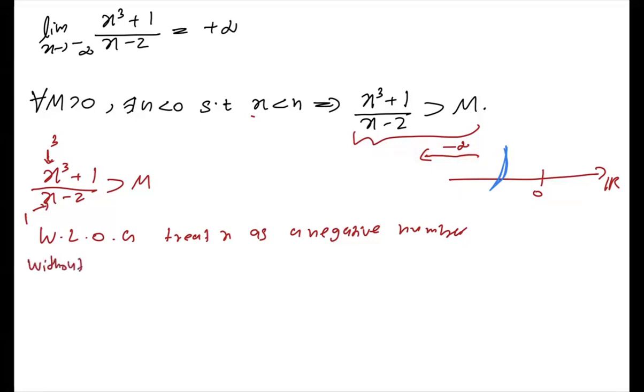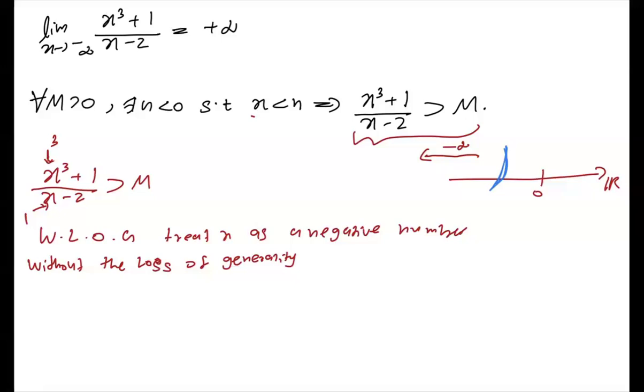Someone asked what "without loss of generality" means. It means we treat x as a negative number, but it is a valid case because we are considering going further to the left. So we can treat x as a negative number because we need to analyze how this function behaves when x is a negative number. It is a fair treatment, because if you are talking about negative infinity, it's perfectly fine to treat x as a negative number.